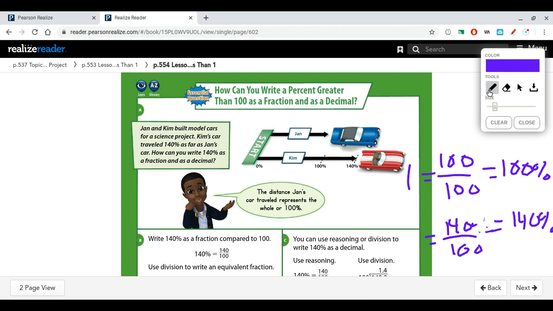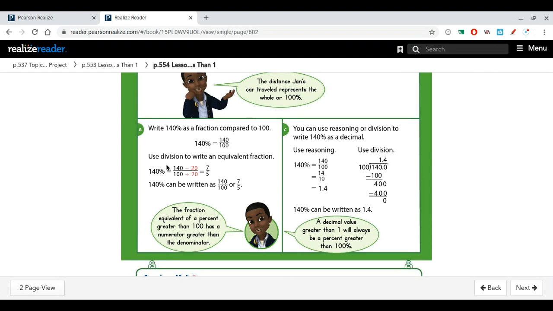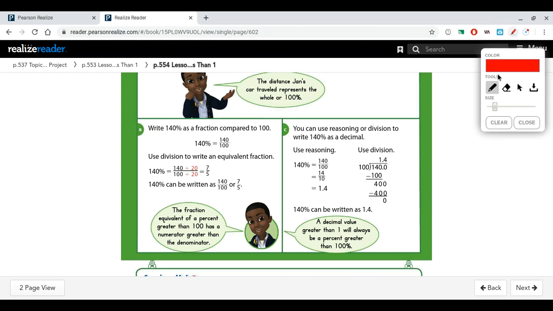As a decimal, it would be 1.4, because 100 goes into 140 one time. It has 40 hundredths left over, or 4 tenths. Okay, so if we look at their examples that they gave us, we can write as a fraction compared to 100. That's what we did. I didn't simplify it. I should have. So it would be written as 7/5. We always need to make sure that we remember to simplify. And then here I did 140 hundredths equals 1 and 4 tenths. Or we use division. 100 goes into 140 1.4 times.